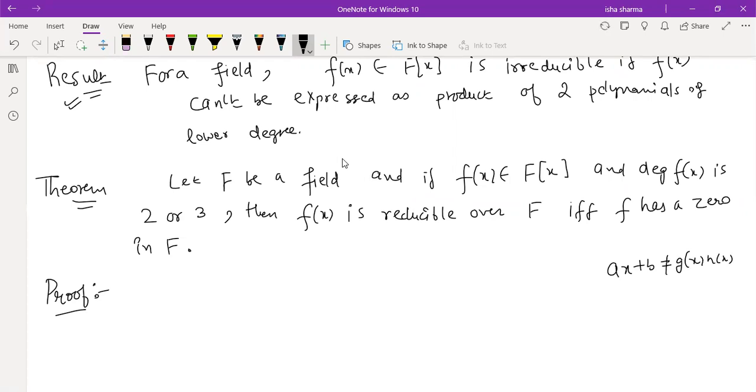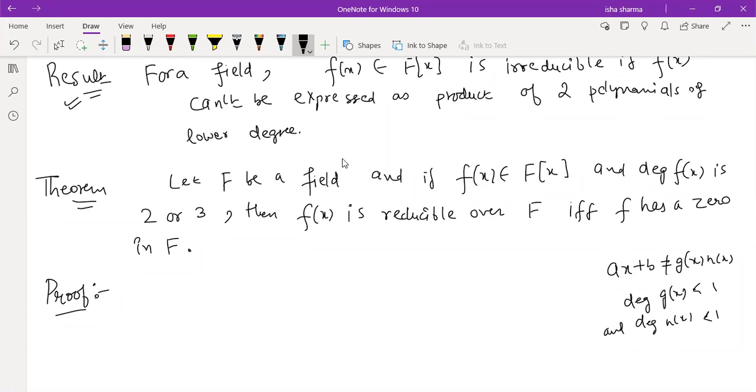can never be written as some g(x) into h(x). We are talking about a field, remember. It can never be written as g(x) into h(x) with degree of g(x) less than 1 and degree of h(x) less than 1. Both degrees cannot be less than 1, because otherwise how will you generate the linear polynomial? You cannot multiply two constants and generate a linear polynomial.